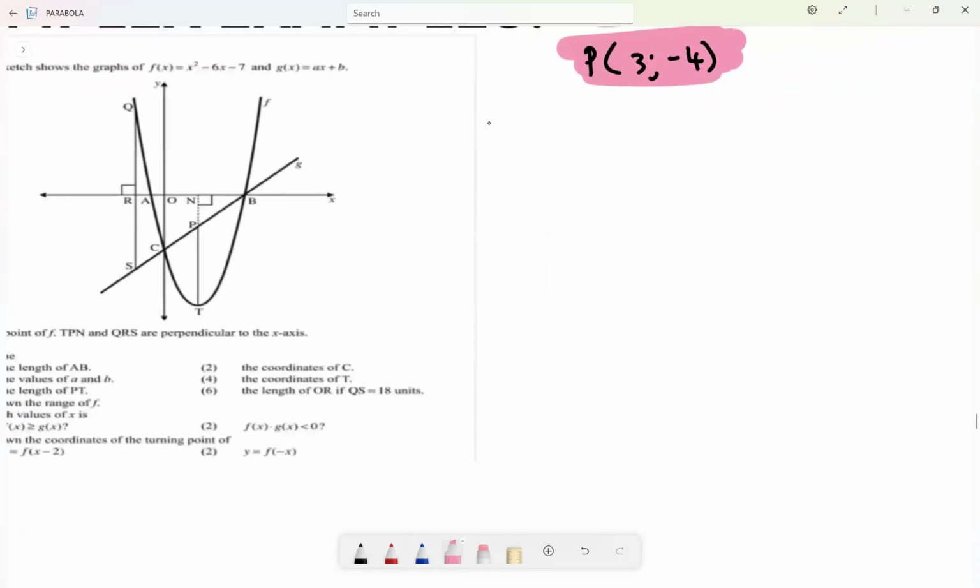Number 6. They say determine the length of OR. What is OR? The length of OR if QS is equal to 18 units. So let's look at QS.